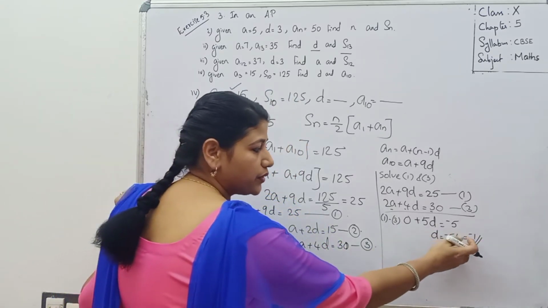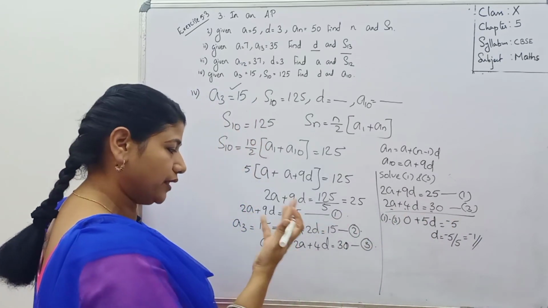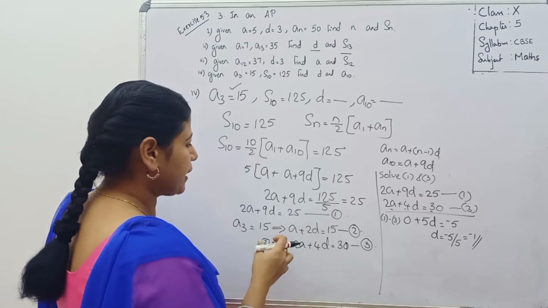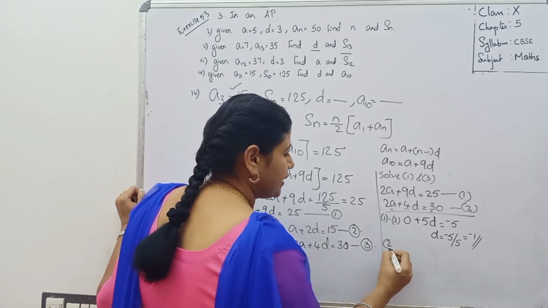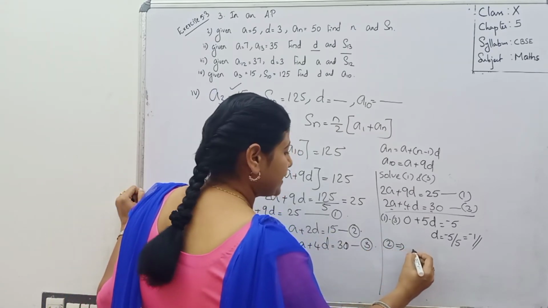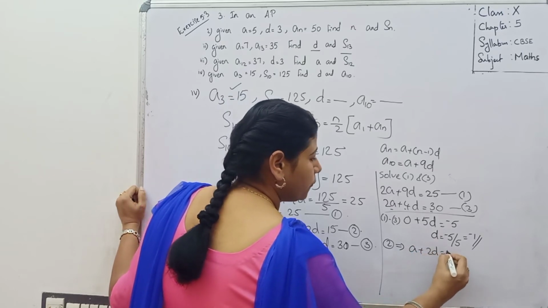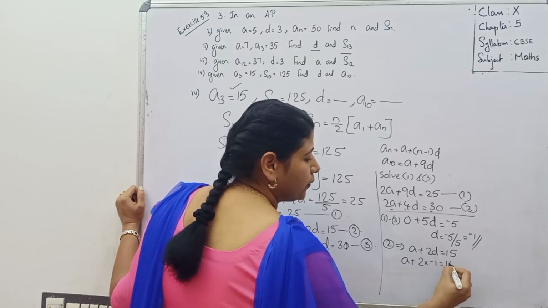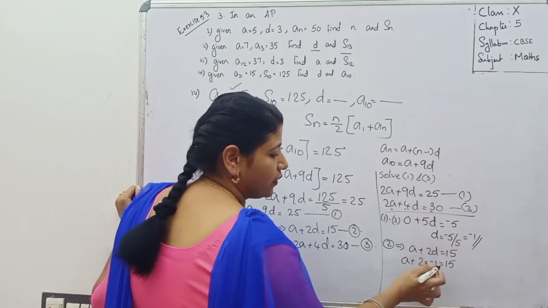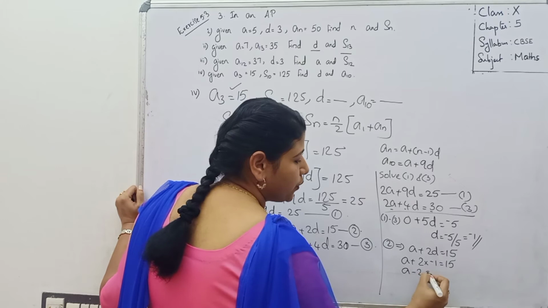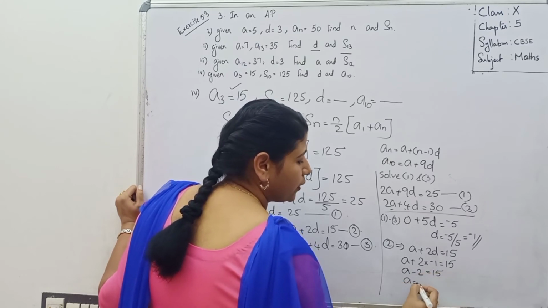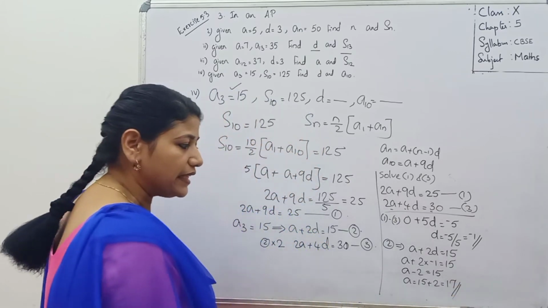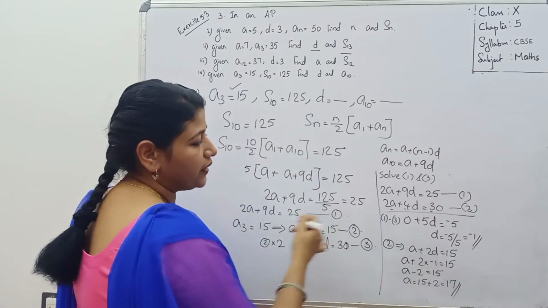Now we have to substitute this negative 1 in the first or second or third equation. You will get a. So I am going to substitute in the second equation. Then you will get a plus 2d equal to 15. That means a plus 2 into negative 1 equal to 15. Okay, substitute negative 1 in this case. So a minus 2 equal to 15, or a equal to 15 plus 2, which is equal to 17. So first term is 17 and common difference is negative 1.